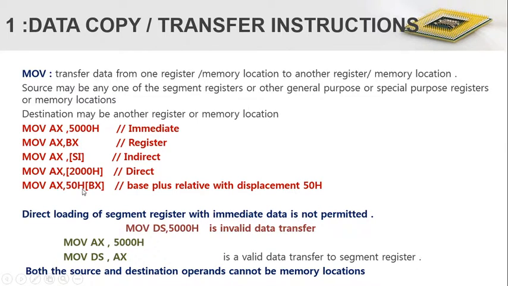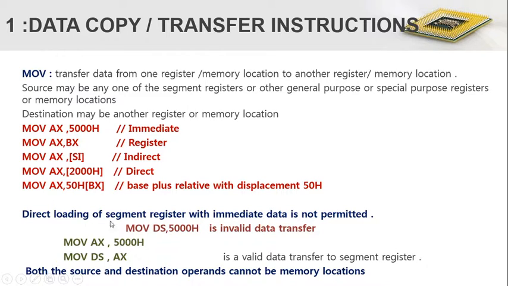MOV AX, 50H[BX], that is base plus relative with displacement, that is, we need to add the content of this base register with the displacement value 50H, and that location gives the value that we want to load into register AX.